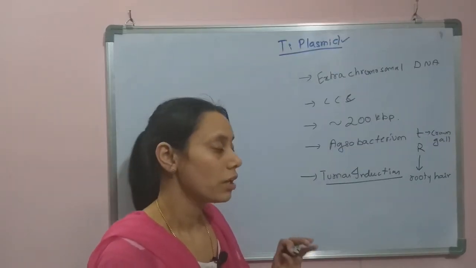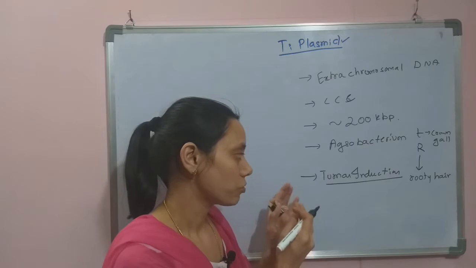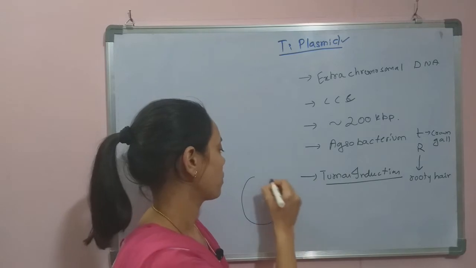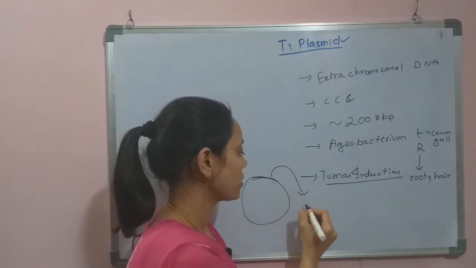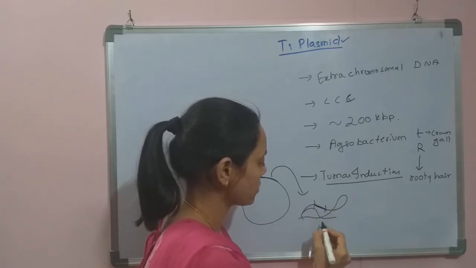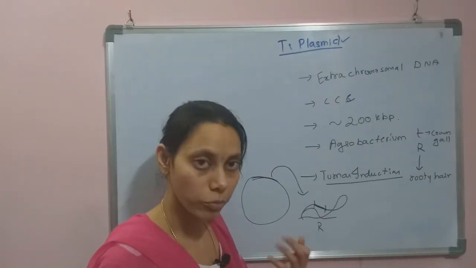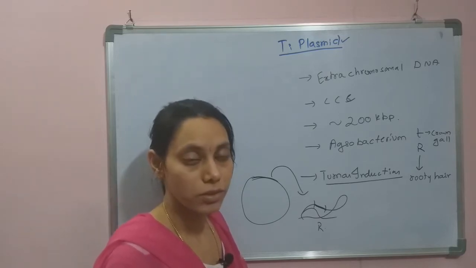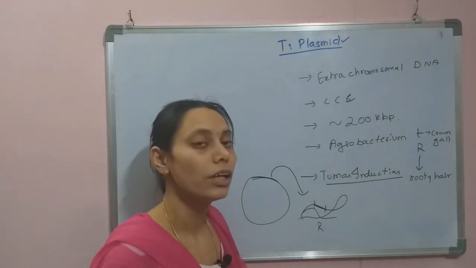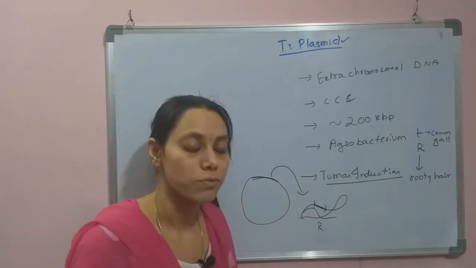During the process of this tumor induction, part of this TI plasmid will be inserted inside the plant genome, and this recombinant plant genome will start producing more plant growth promoting hormones like auxins, cytokinins and all. So the plant will go for more proliferation, and that will lead to tumors like crown gall or hairy root disease. So that's all the basic idea of the TI plasmid.